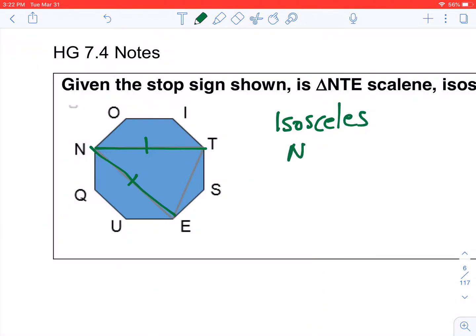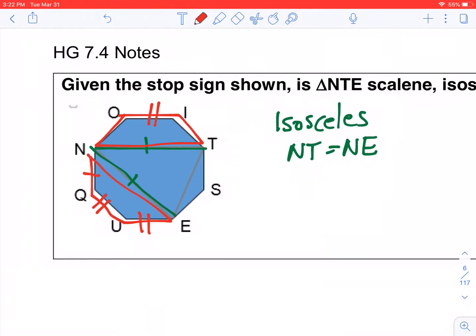Why? Because we think NT equals NE. How do I know NT equals NE? Well, so glad you asked that question. I think here we have a trapezoid, and here we have a trapezoid. And those two trapezoids are actually congruent trapezoids. We've never done a proof of congruent trapezoids, but I think you could argue that those two sides are the same. And those sides, being sides of a regular octagon, are the same.